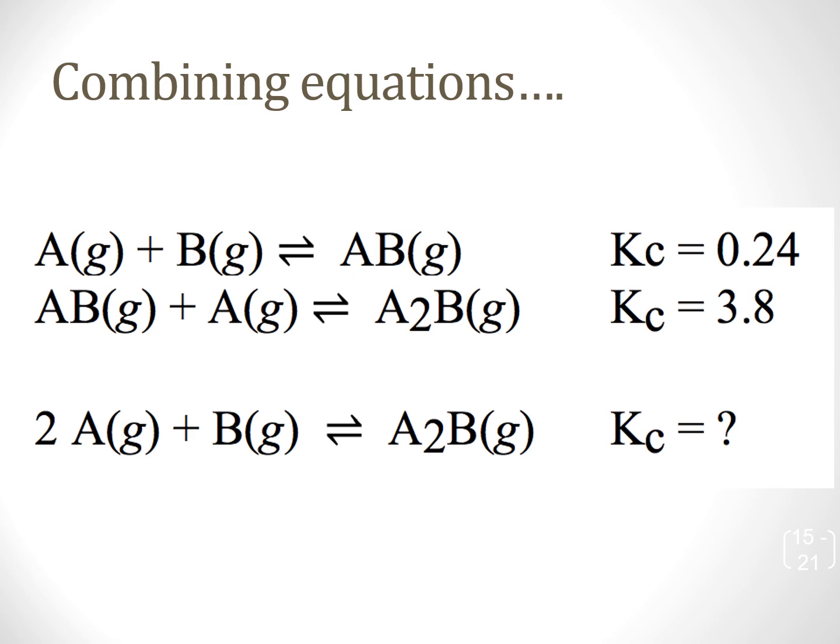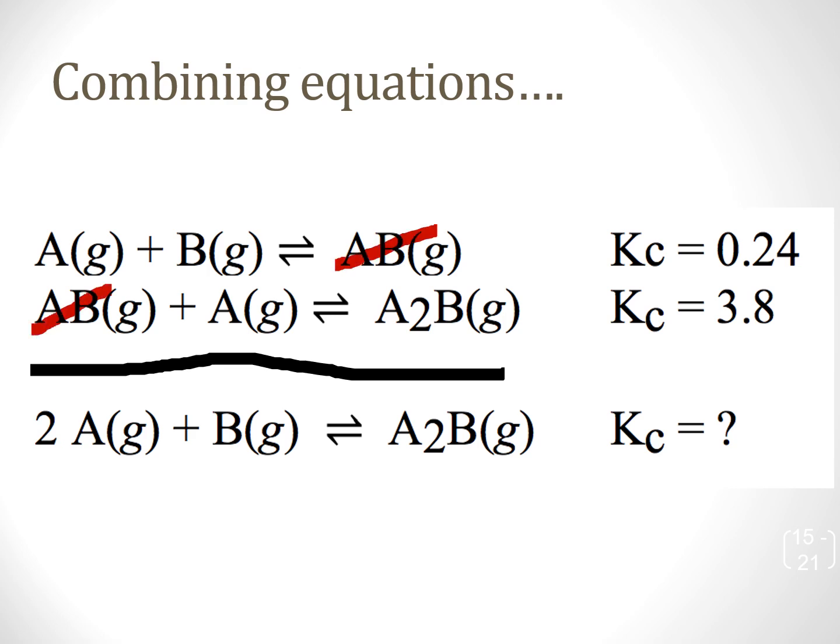Let's see what happens if you combine equations. In this case, you have a sequence of two equations, and if you put them together, the equation at the bottom is the sum of these two. Now, we can obtain the total equation by adding the two sides of each single equation and crossing out things that appear on both sides, as if it was algebra, basically. So what would be the equilibrium constant for the composite equation? Or what happens if you take an equation and multiply everything by 2, for example?